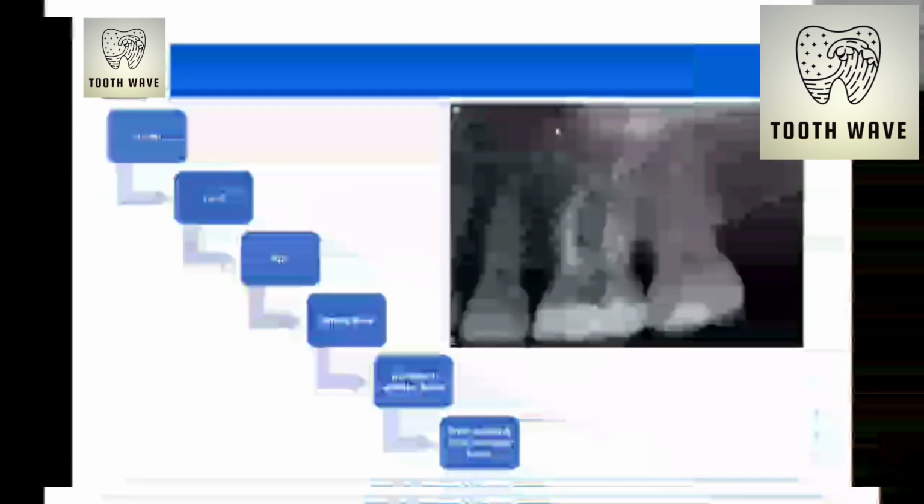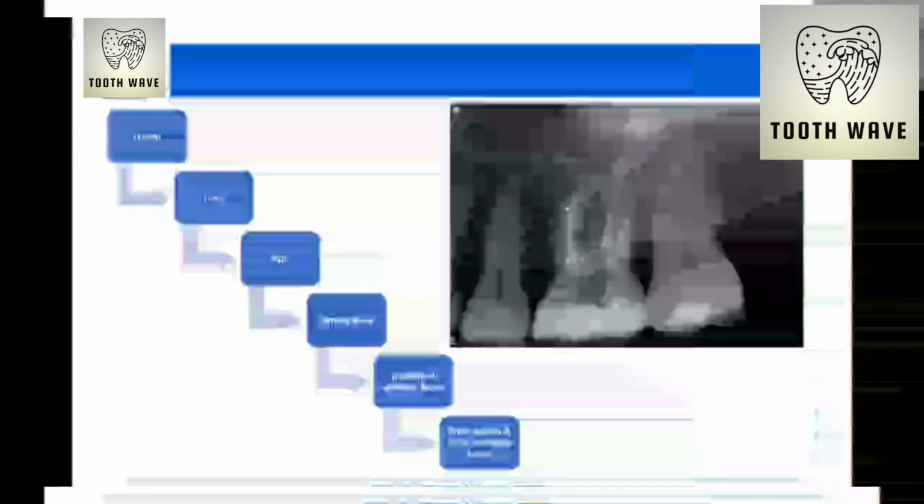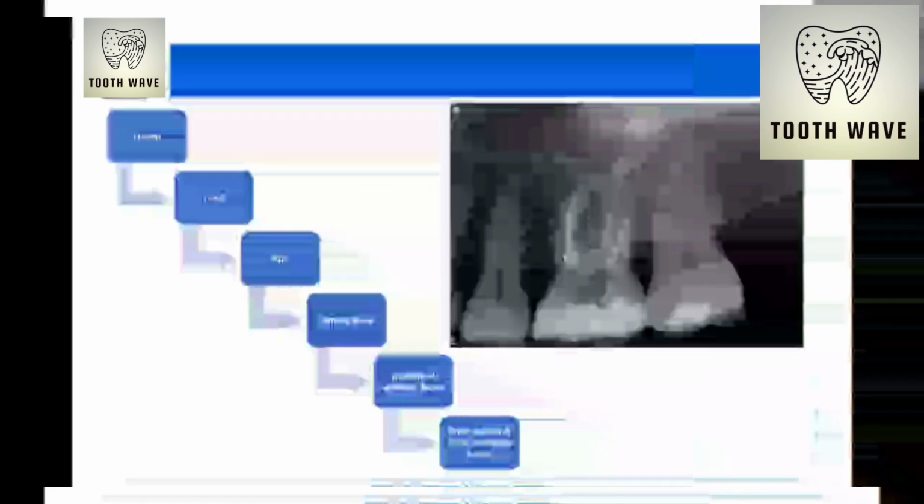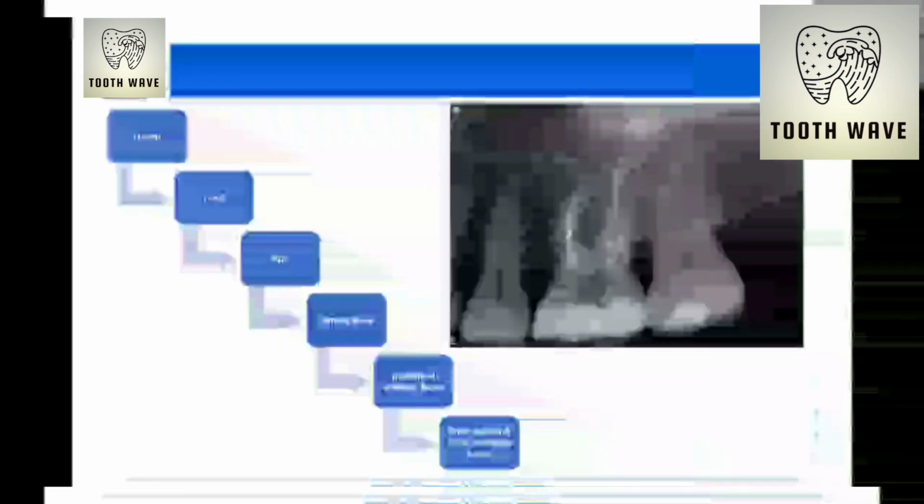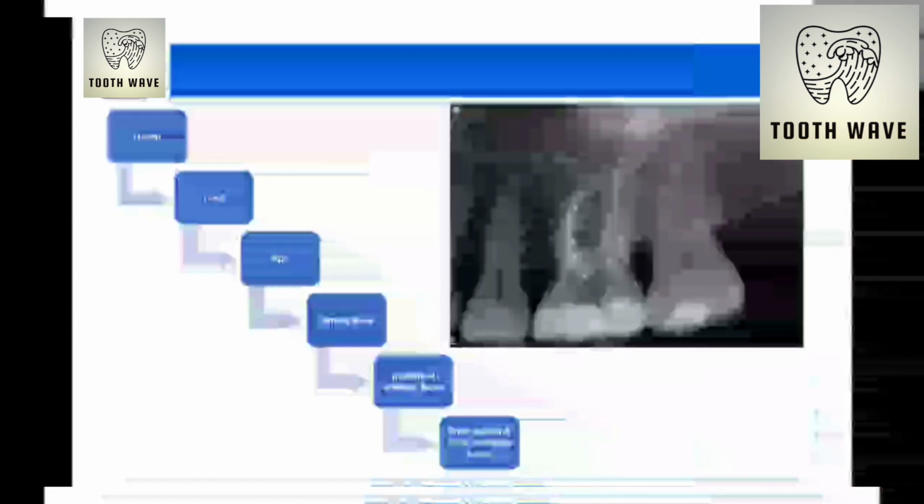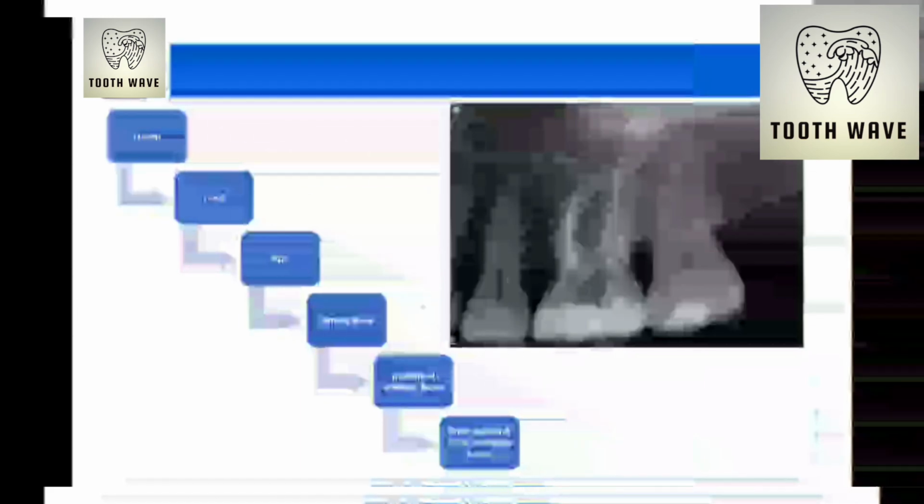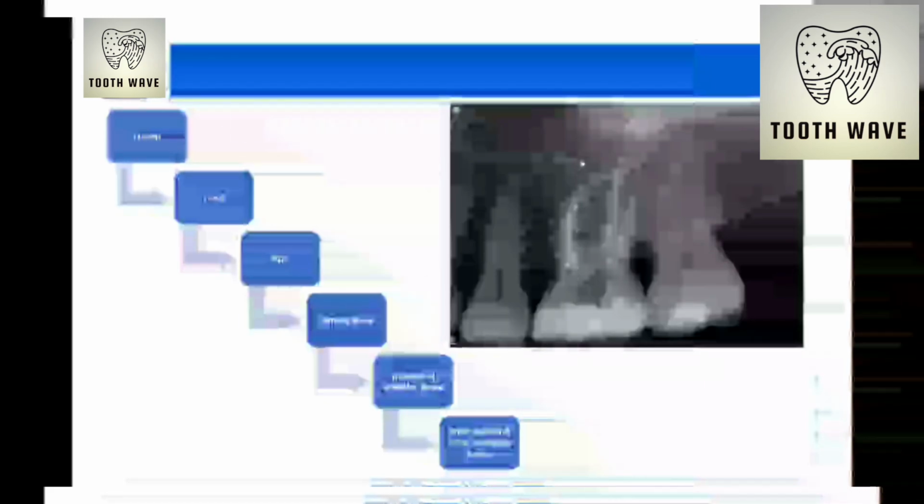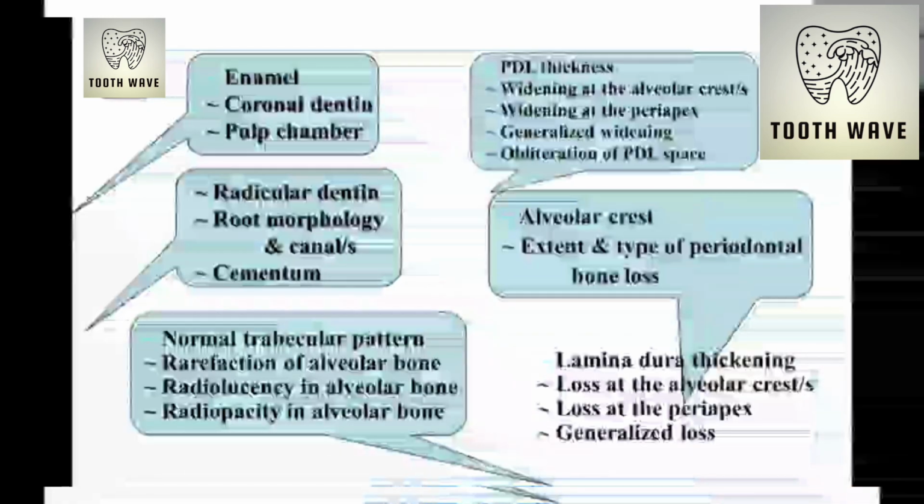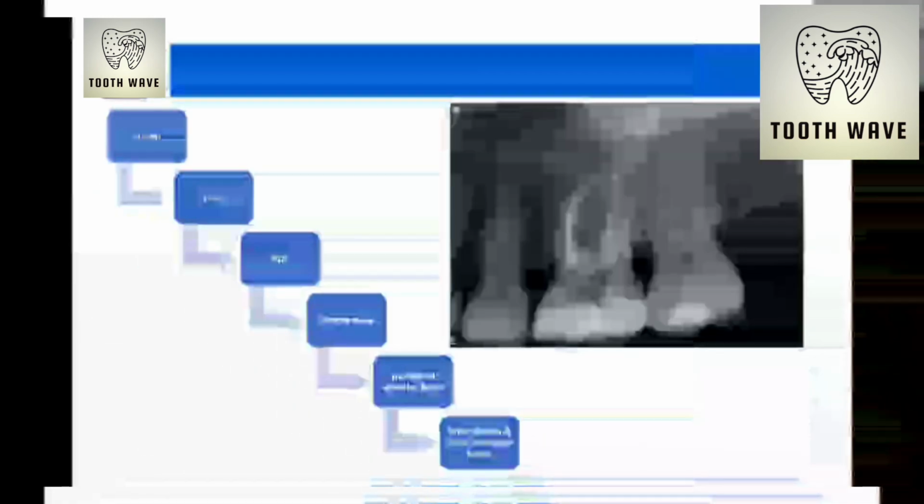Then coming to the roots, you'll see the number of roots, single-rooted or multi-rooted teeth, whether there is any dilaceration, any developmental abnormalities like dens invaginatus, taurodontism or concrescence, calcification of the root canals. There are so many things you can observe, so you have to see that. Then we come to the periapical alveolar region.